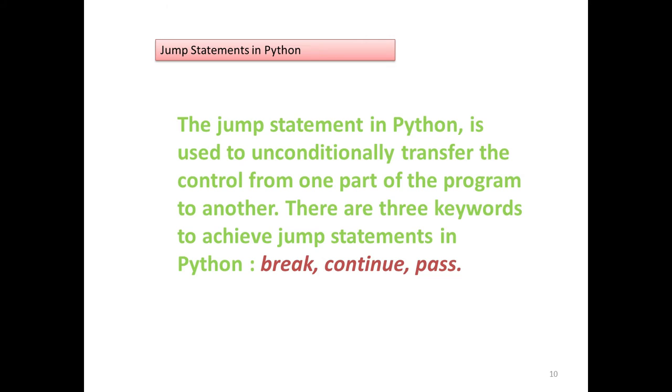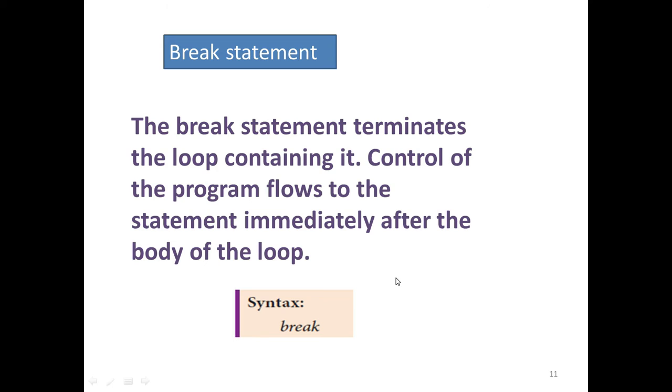Then the jump statement. Simply, a jump statement in Python is used to unconditionally transfer the control from one part of the program to another. So three keywords can be used: break, continue, pass. The first one, the break statement. The break statement terminates the loop containing it, and control of the program flows to the statement immediately after the body of the loop. It means, very simple, break terminates the loop containing it.